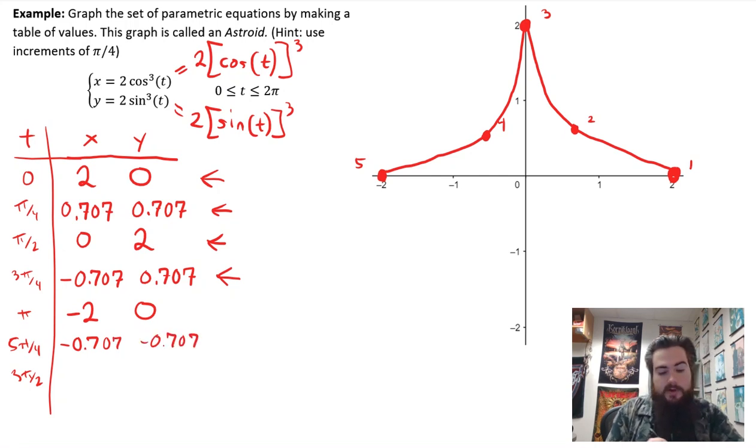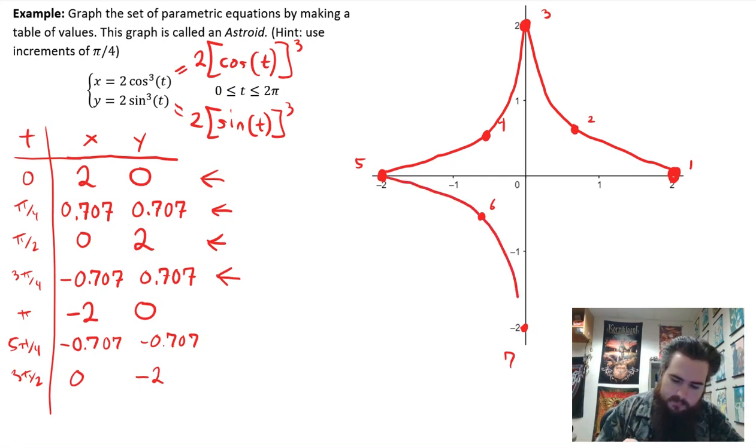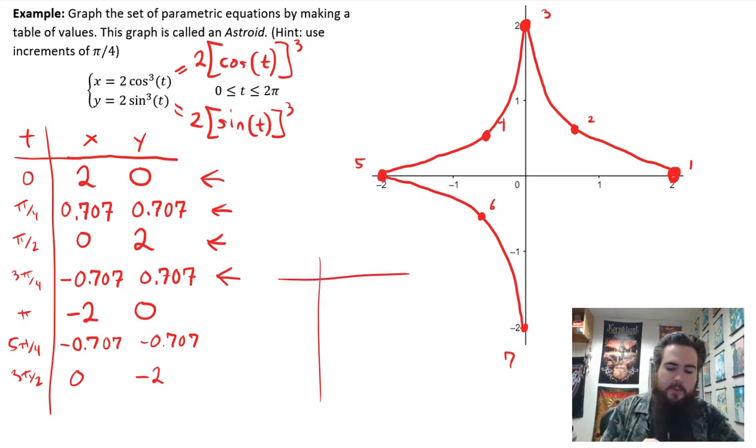If I plug in 3 pi over 2, it'll be the same as pi over 2, but with a negative y. And so that's going to curve in here for the 6th point, and then to the 7th point at the bottom. And from here, you could probably anticipate what's going to happen. The last 2 points that you would plug in would be for 7 pi over 4, and then finally 2 pi.